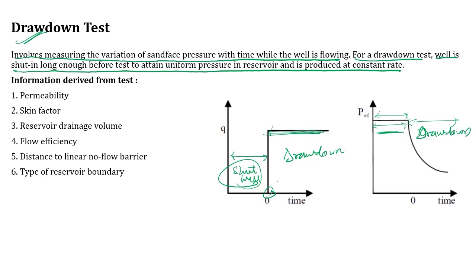Now on producing at constant Q, whatever pressure recorder I have in the well bore will continuously record the flowing bottom hole pressure with time. The information derived, similar to build-up, is permeability, skin factor, reservoir drainage volume, which is a new thing, flow efficiency, distance to linear no flow boundary, and the type of reservoir boundary. These things can be obtained when I go for a drawdown test. I will discuss these in detail when I take up the drawdown test. As of now, let's move further.